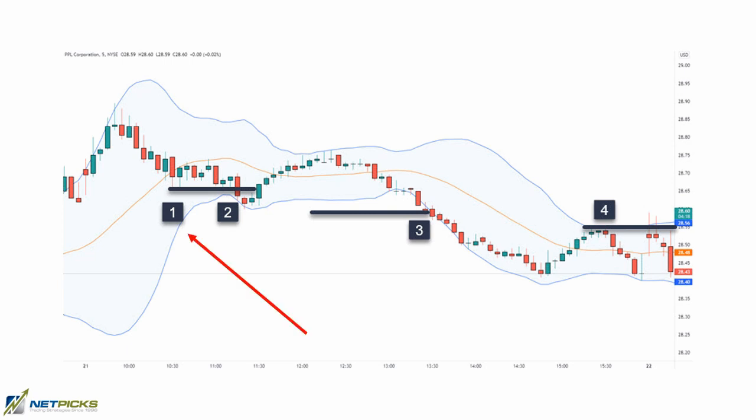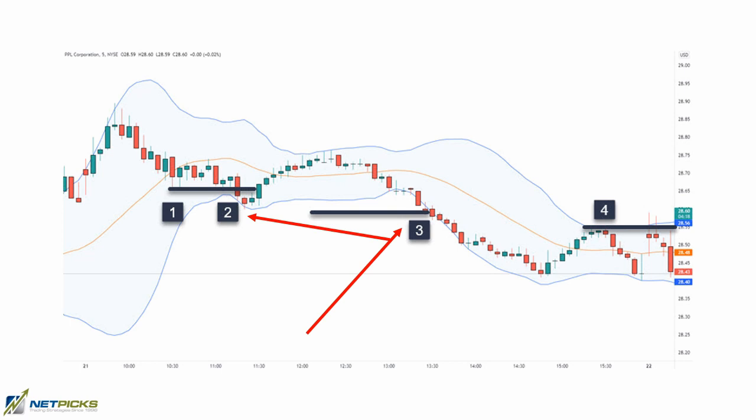Looking at this chart at number 1, we see price breaks a level of price support. Number 2, price moves through the Bollinger Band to the downside. At number 3, we see price breaks the low that was over at 2 and goes through the bottom band. And number 4, that's just a long trade.